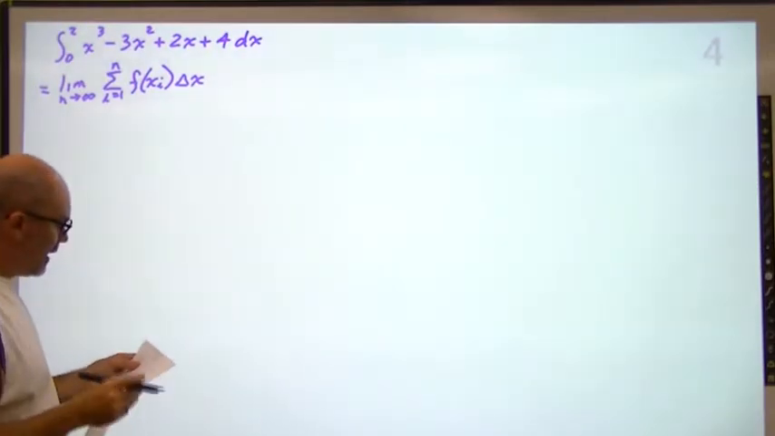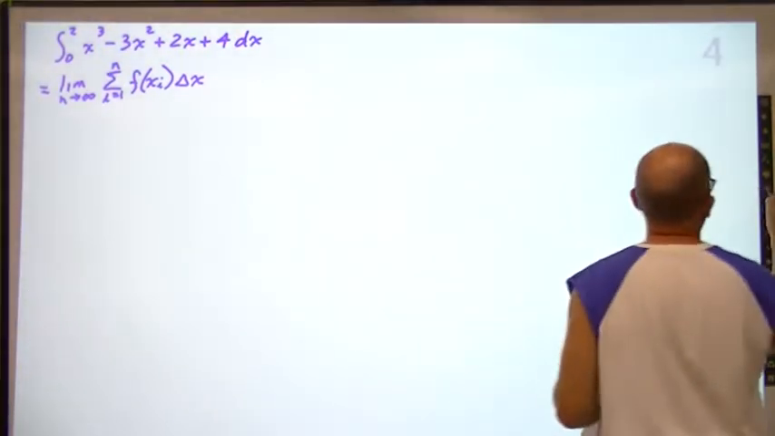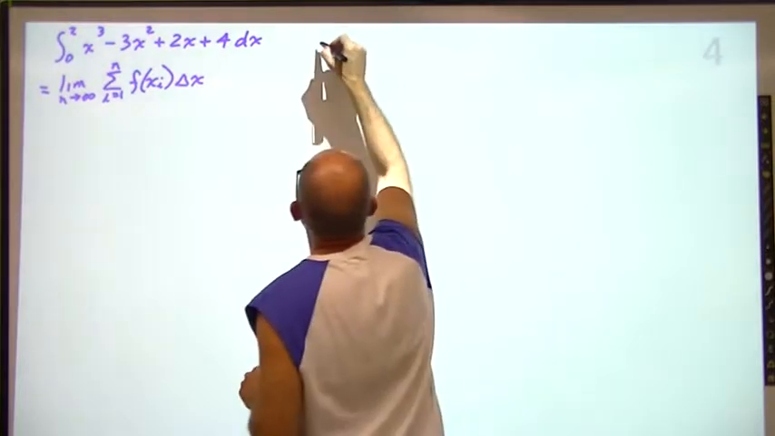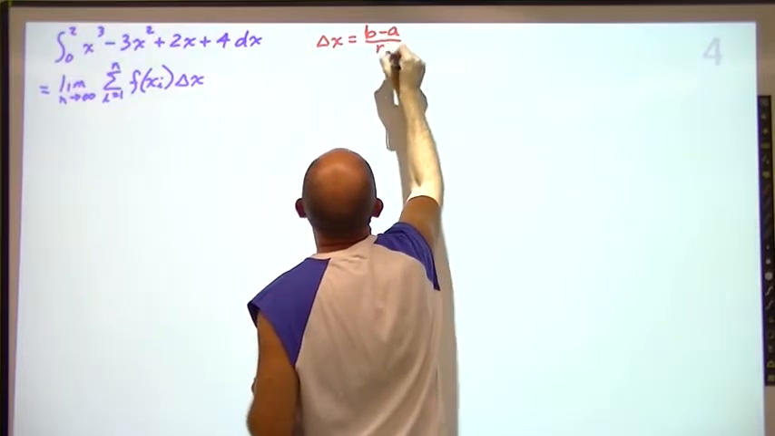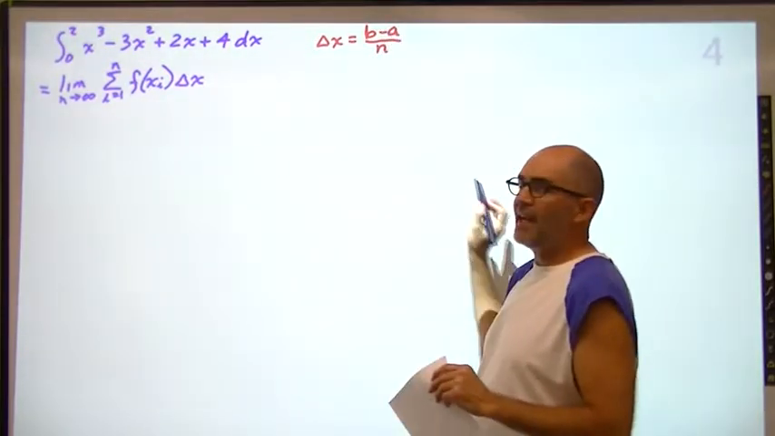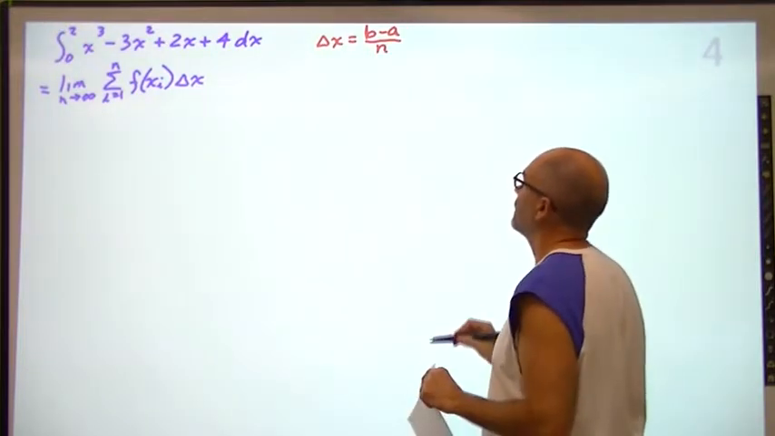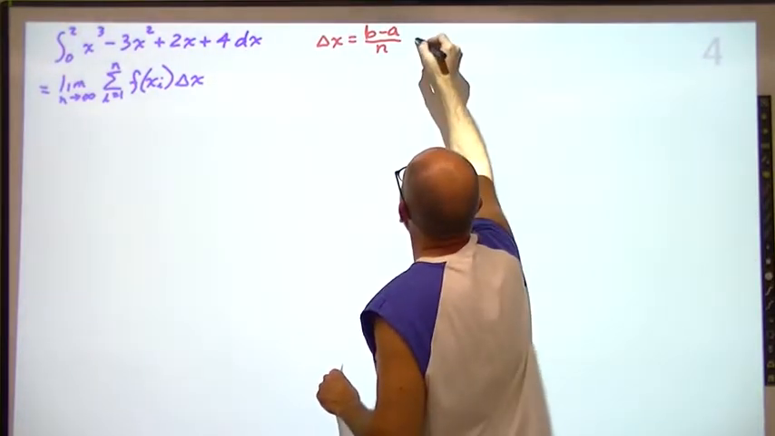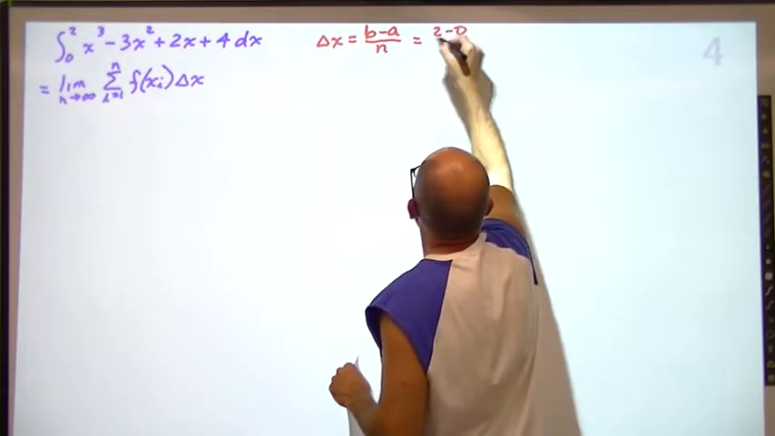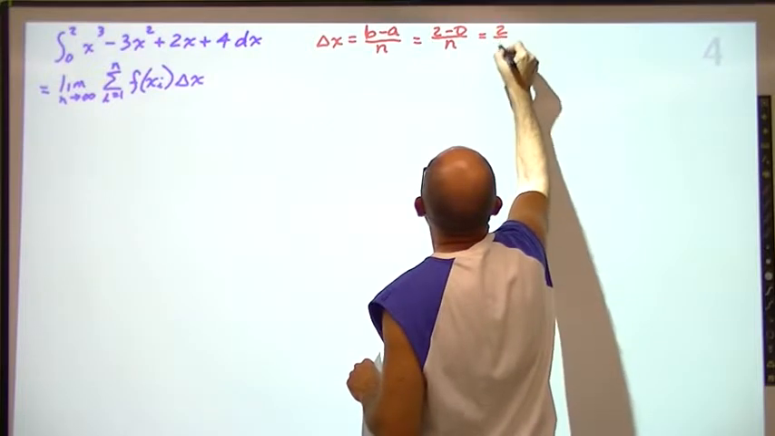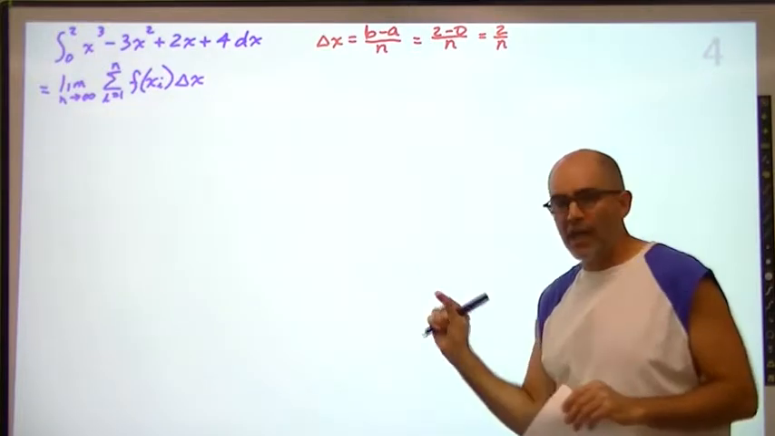Now, next thing we know is that, we'll put this in red, delta x equals b minus a over n. So it equals the span on the x-axis that we're encompassing divided by the number of rectangles. That's going to be the width of each rectangle. Now in our case, we're going from 0 to 2, so it's 2 minus 0 divided by n, which equals 2 over n. So what that's saying is each rectangle is 2 over n wide.